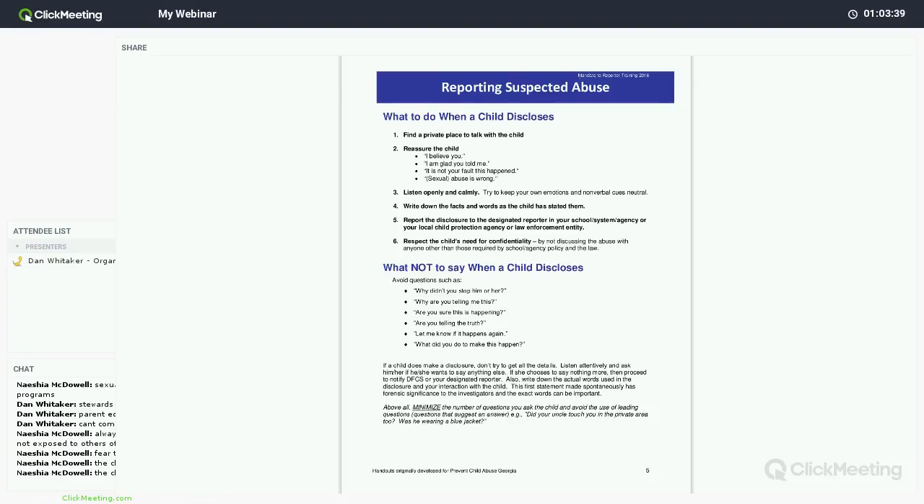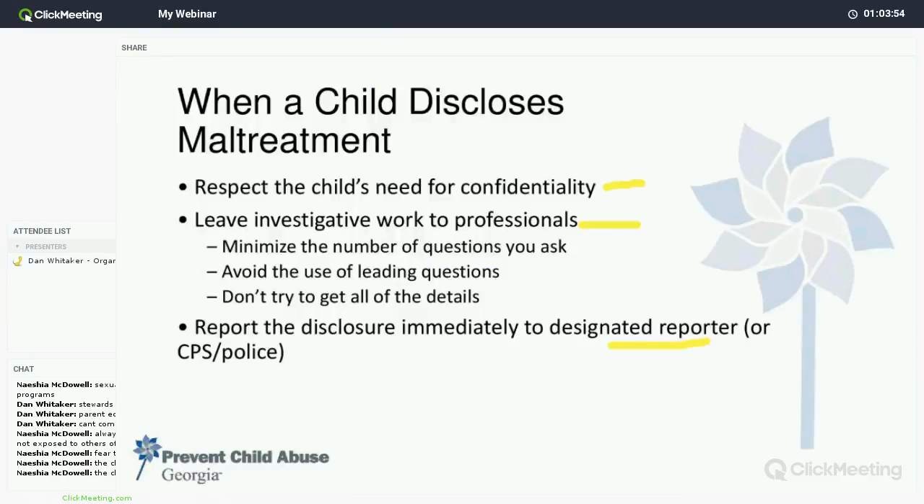And we really want to avoid leading questions like, where did they touch you? What did they do? I think some of those can have a negative effect and children are really open to suggestion. Also, there are some things not to say, such as, why didn't you stop him? That puts the blame back on the child, and we really don't want to do anything like that.